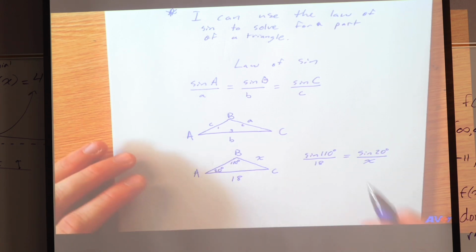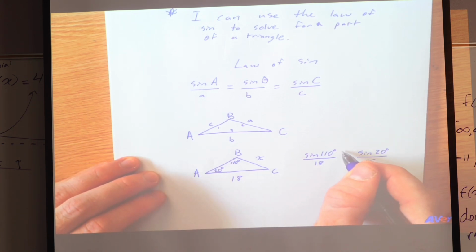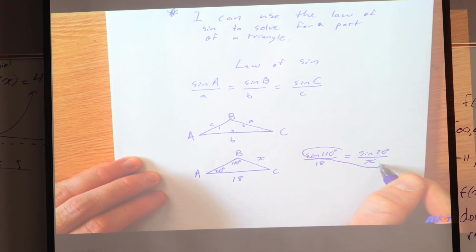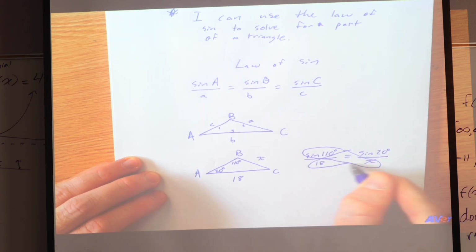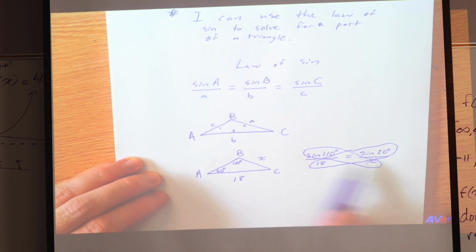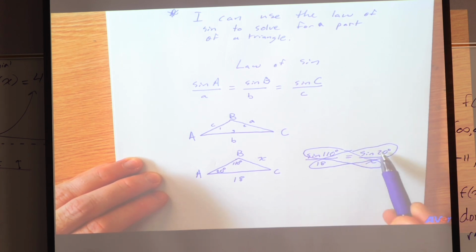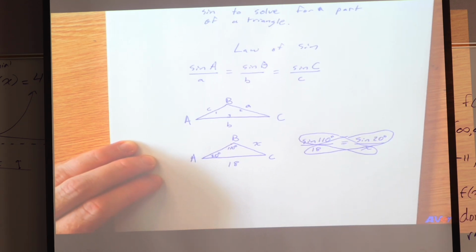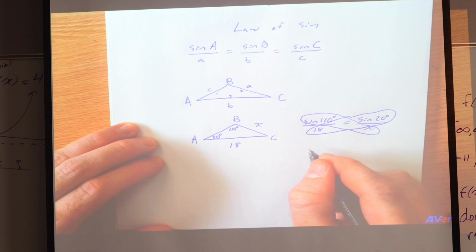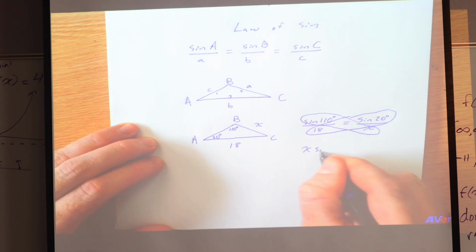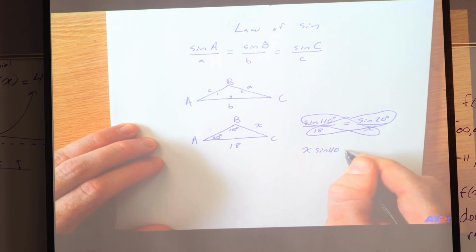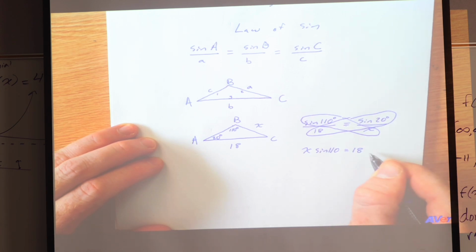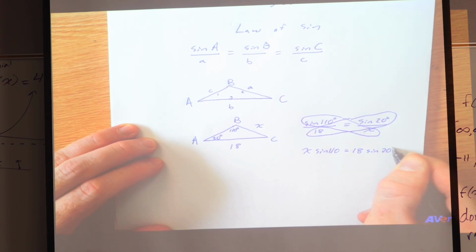So one of the things that it does use, and I like it, it kind of simplifies a couple steps, is it says cross products are equal. Cross, so the ones across from each other. Products means multiplying, and we can kind of see that because it makes a giant multiplying sign. And what are they? They are equal. So if we set this up, we'd have x times the sine of 110 degrees equals 18 times the sine of 20 degrees.